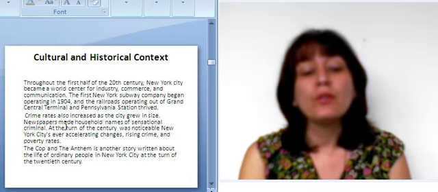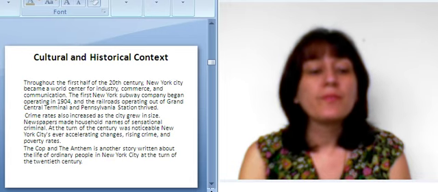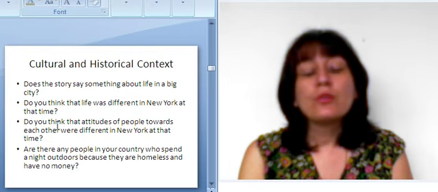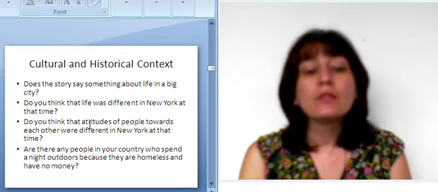Does this story say something about life in a big city? Do you think that life was different in New York at that time? Do you think that attitudes of people towards each other were different in New York at that time? Are there any people in your country who spend a night outdoors because they are homeless and have no money?